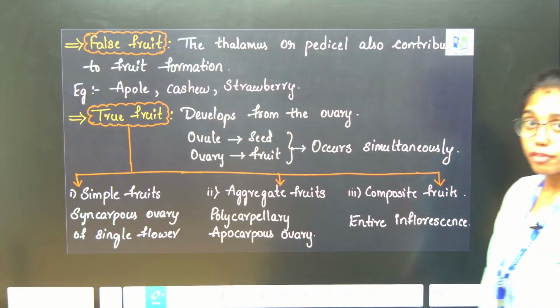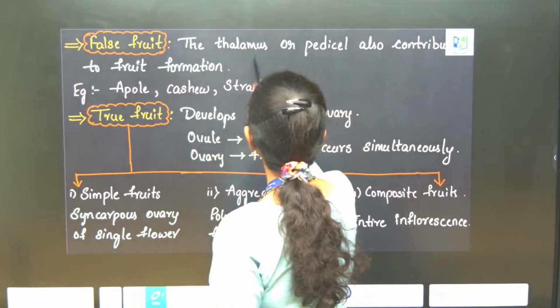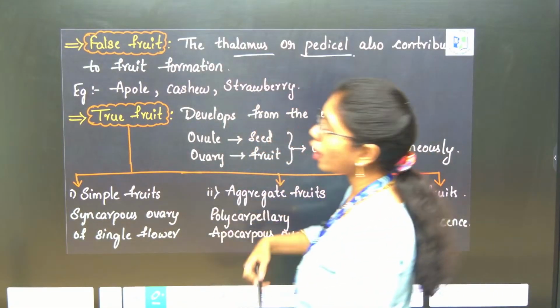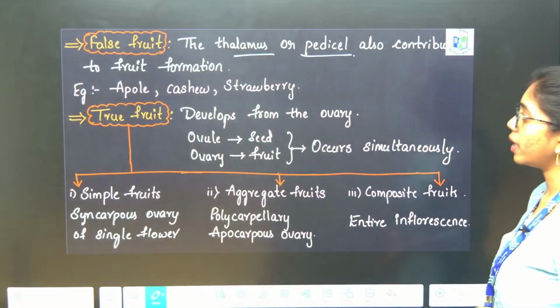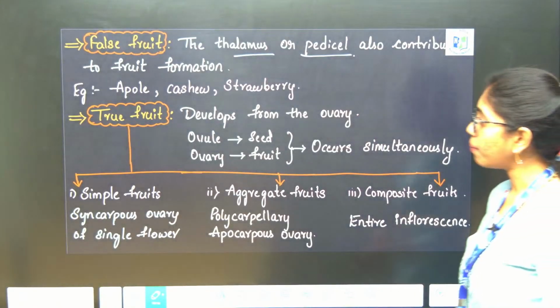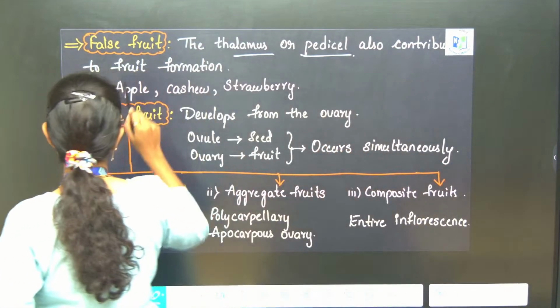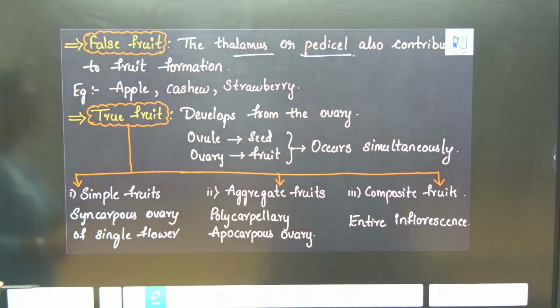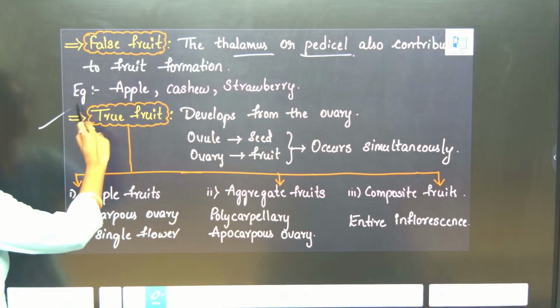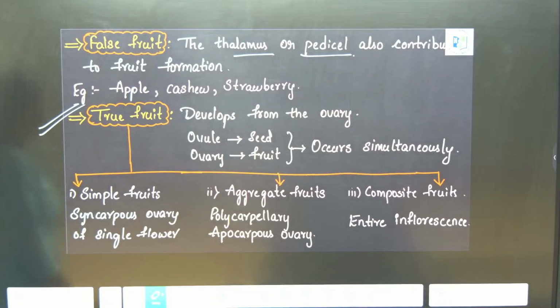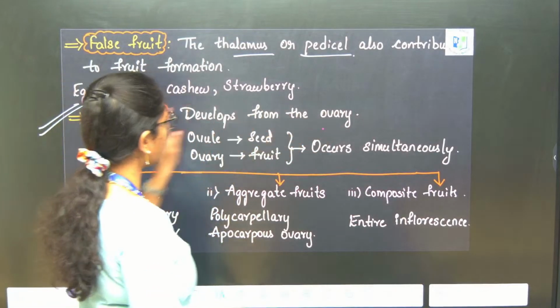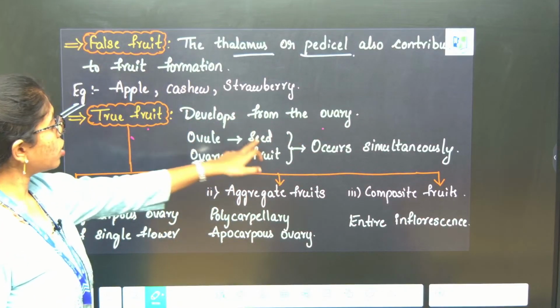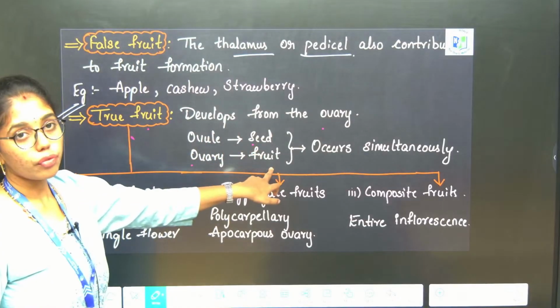Here you see false fruits. The thalamus or pedicel also contributes to fruit formation here in false fruit. Examples include apple, cashew and strawberry. Next, true fruits develop from ovary. True fruit develops directly from ovary, where ovule turns to seed and ovary turns to fruit.